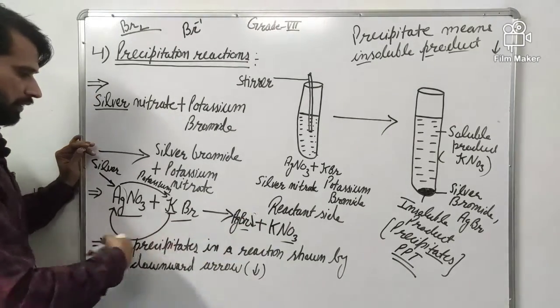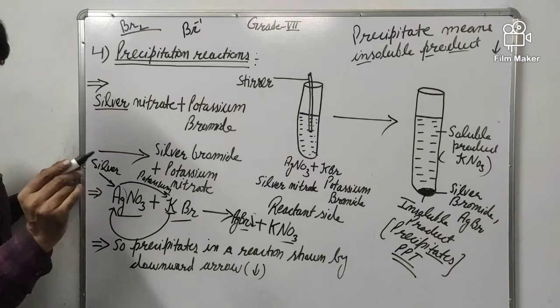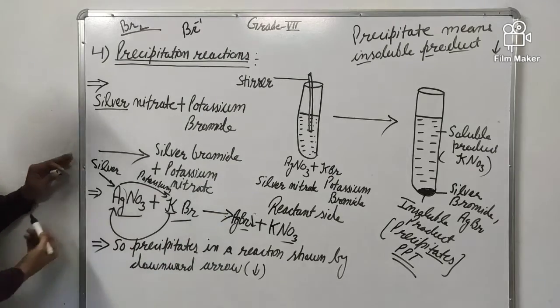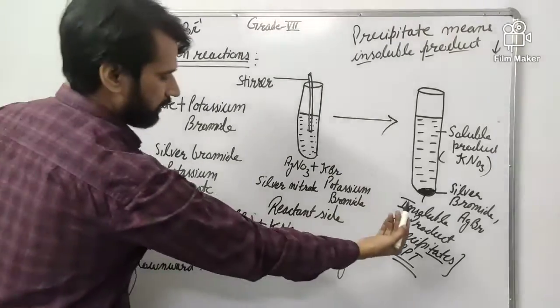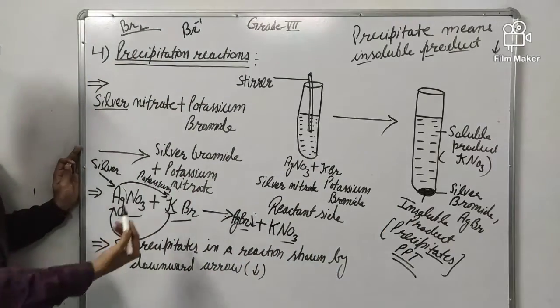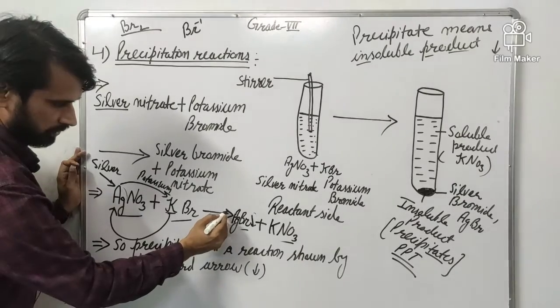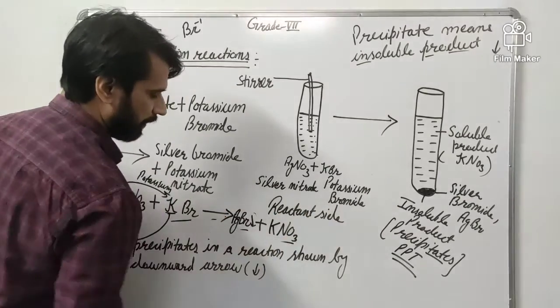This chemical reaction tells us there are two reactants. This is the arrow. The left hand side of the arrow is called the reactant side, and the right hand side is called the product side. Always look, students, the left hand side of the arrow is the reactant side, and the right hand side is the product side.